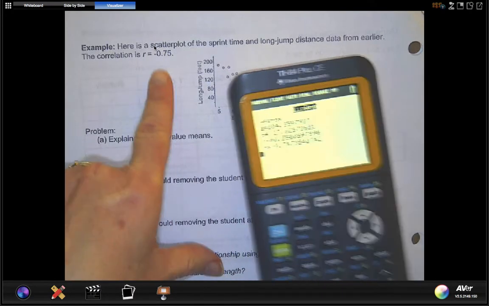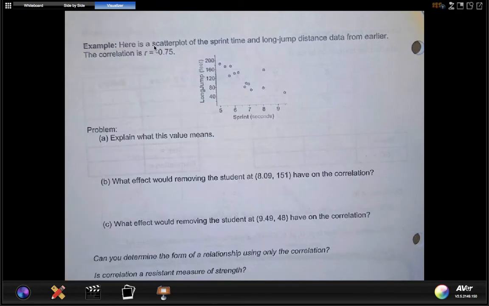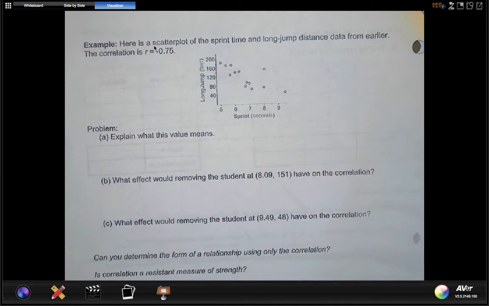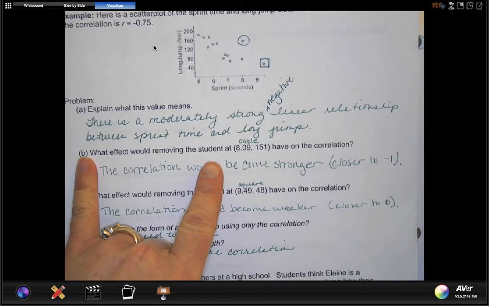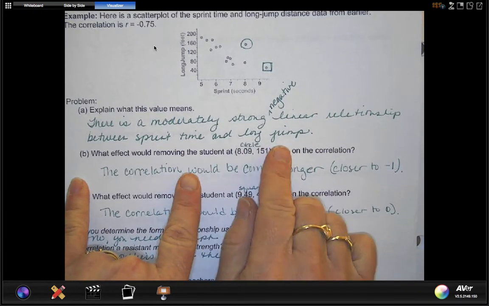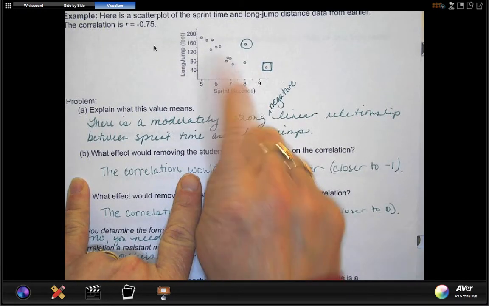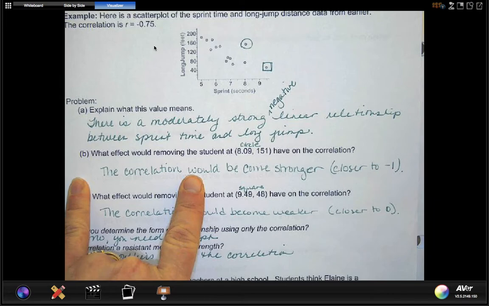If I do these by hand, I usually round them to 3 decimal places. So again, I've already looked at the graph. I know that there's a linear relationship, so maybe now I might change what I say. There's a moderately strong negative linear relationship between sprint time and long jump. Again, if I switch those variables, I'm still going to come up with the same correlation.